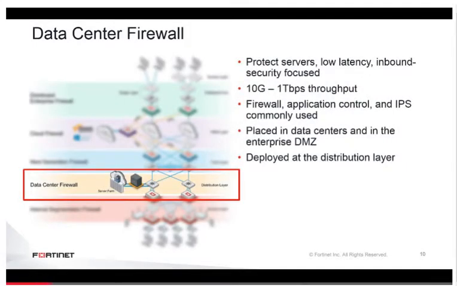DCFWs protect corporate services. They focus on inspecting incoming traffic and are usually installed at the distribution layer. The throughput requirements of DCFW is the highest of all deployment roles. This can range from 10 gigabits per second all the way up to 1 terabits per second. Because of the high performance requirements, in most cases, the security functions are kept to a minimum: firewall, application control, and IPS.